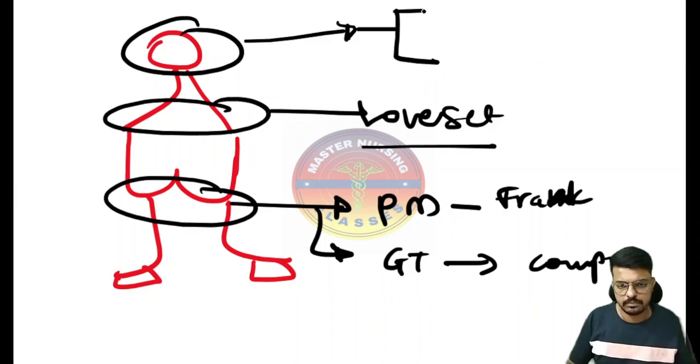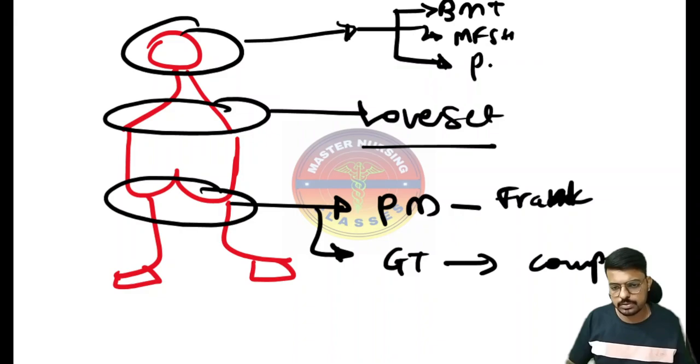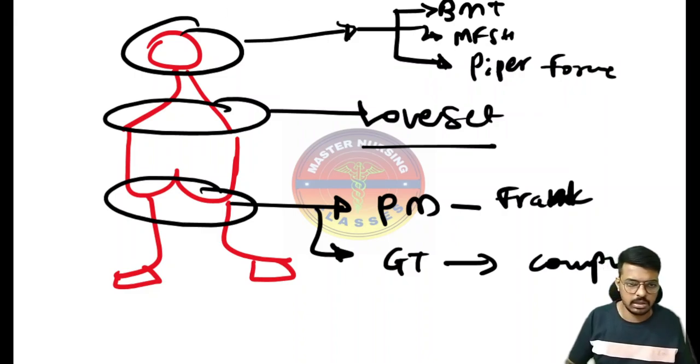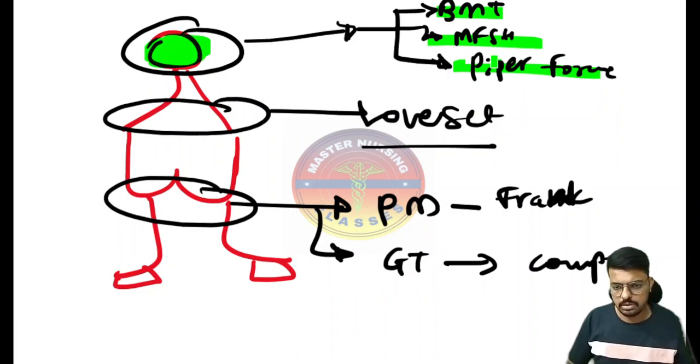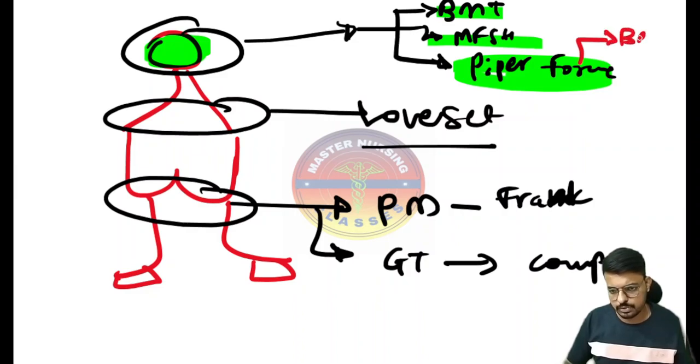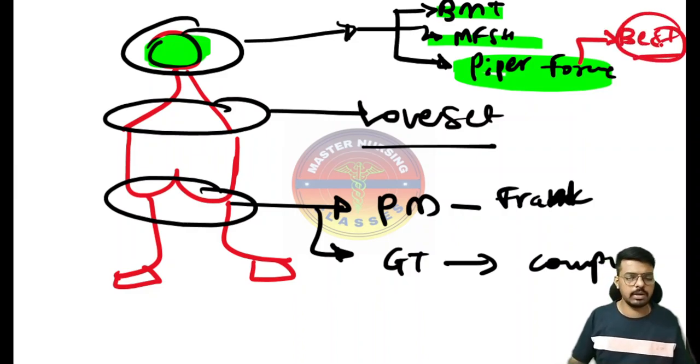One is the Burns Marshall technique or Burns Marshall maneuver, and the second one is the Mauriceau Smellie Veit technique, that is the mental flexion and shoulder traction. And the third one is the Piper's forceps. Among these three, to deliver the head of the baby, Piper's forceps is the best one. Which one is the best here? The Piper's forceps is the best mode of delivery of the after coming head.